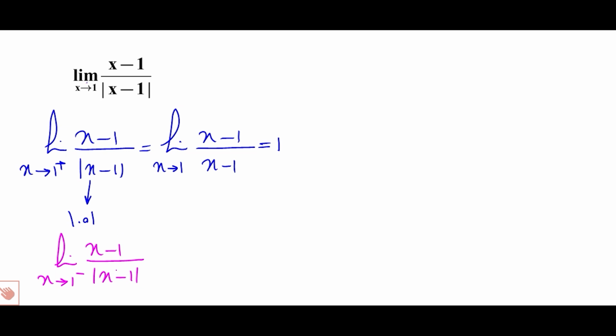Okay? And the limit of (x - 1) over the absolute value of (x - 1) as x approaches 1 from the left: since we're coming from the left and the inside turns negative, we just remove the bars and multiply the expression by minus 1. So we have the limit of (x - 1) over -(x - 1) as x approaches 1 from the left. (x - 1) divided by -(x - 1) is equal to -1. So since the right-hand limit and the left-hand limit are not equal, this limit does not exist.